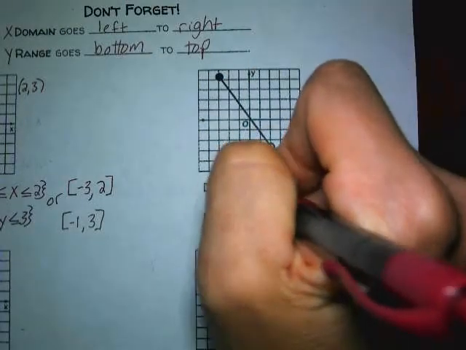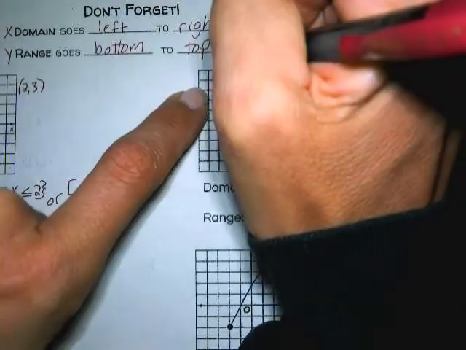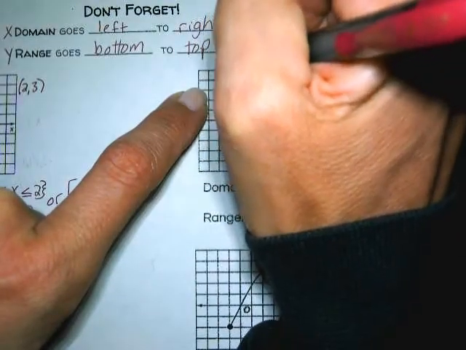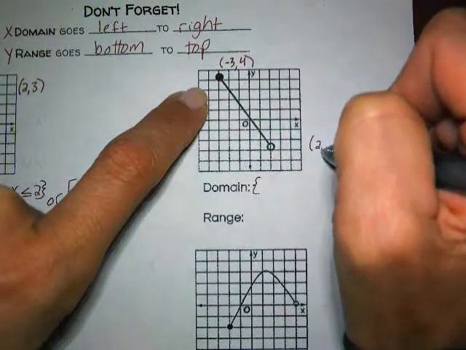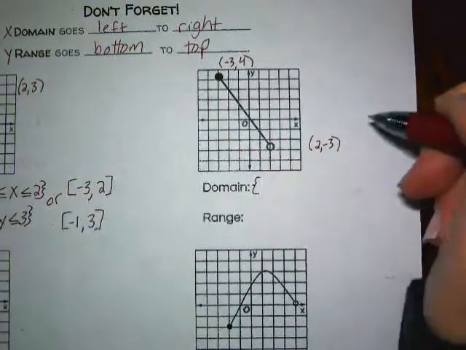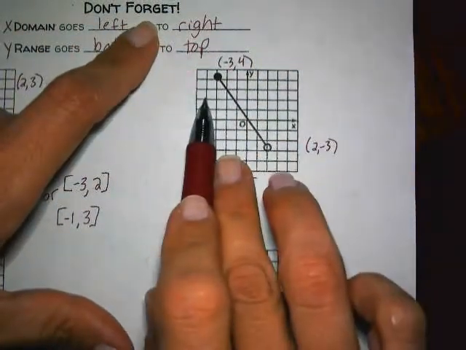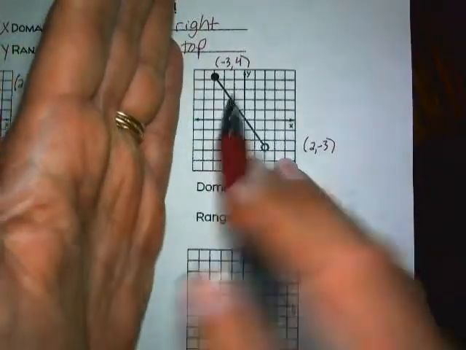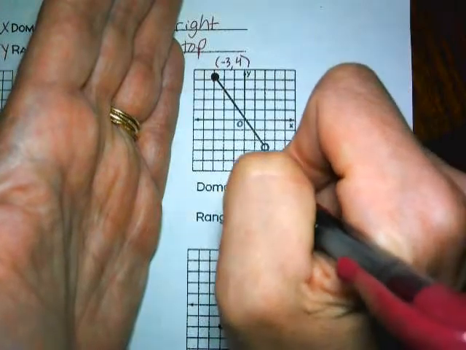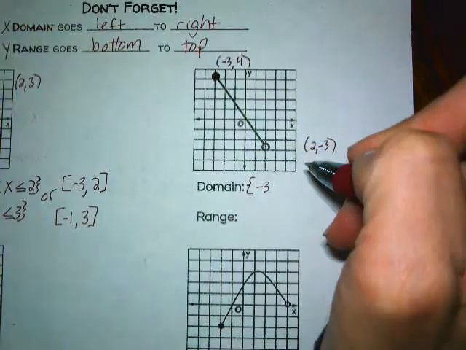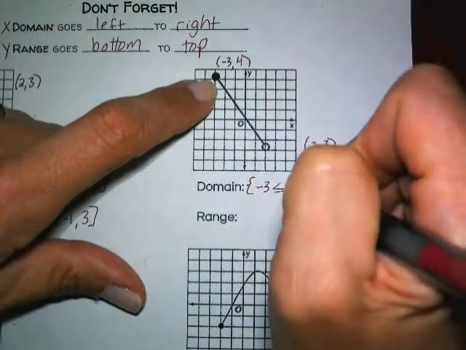So let's look at our domain, moving from left to right. Again, I'll go ahead and mark these points. This is -3, 4. This over here is 2, -3. Okay, so what are our x's? Starting all the way as left as we can go. We start here, which is the x value of -3. Closed circle, so we're going to have less than or equal to.